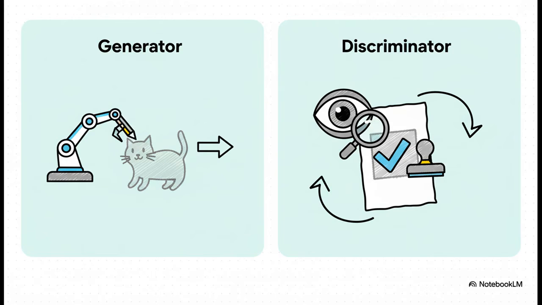And the concept is it's a duel. You have two networks fighting each other. The generator is the artist. Its only job is to create fake images, like new handwritten digits that look totally real. The discriminator is the critic. Its job is to tell the difference between the artist's fakes and the real thing. They're locked in this constant battle, and as they compete, they both get better and better, until the artist is creating fakes that are absolutely indistinguishable from reality.